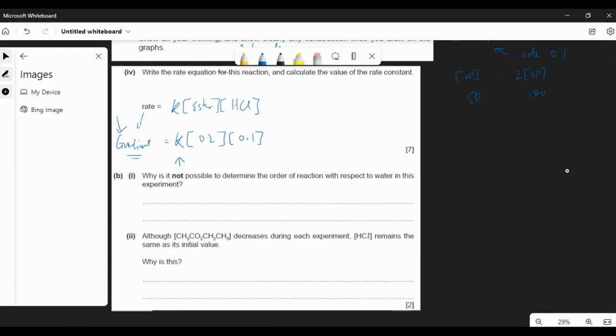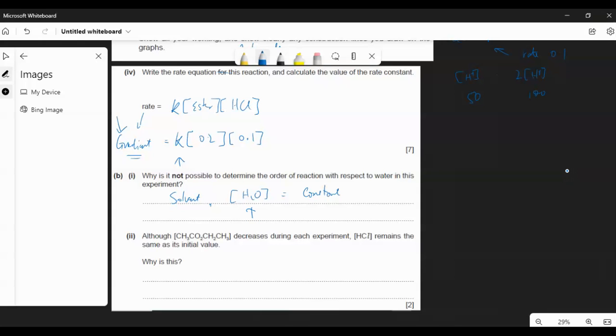Why is it not possible to determine the order of reaction with respect to the water? Because water is a solvent, okay, and the concentration of water is constant, as we've said. So we can't change the concentration of water because it's always the same, isn't it? Concentration of water is always the same, so we can't do this.